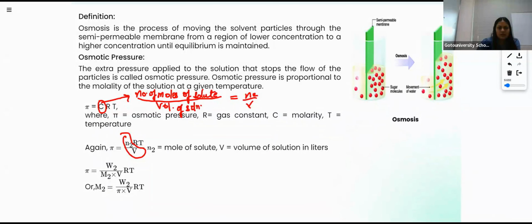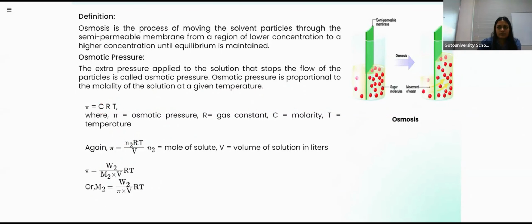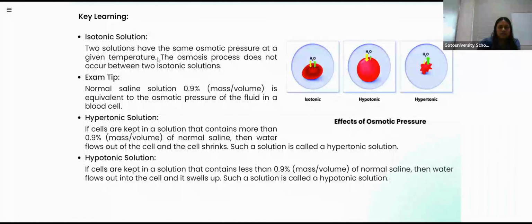And then for n, what is n? That is mass, that is W, by molar mass, that is capital M. Understood? W2 by M2. I hope this formula is clear to you now. And we have discussed these three effects of osmotic pressure, right? Isotonic, hypotonic, and hypertonic. Very often they are asked in exams, right?